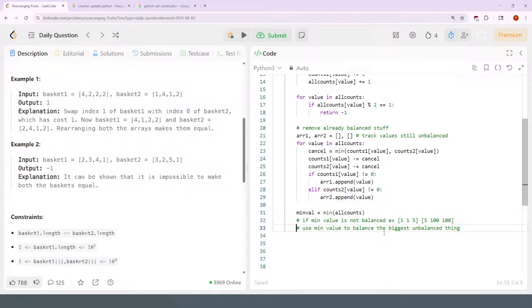Min value. Can I just do this in one go then? I still feel like I want to do this separately. Okay, so if min value is not balanced, min value is used to balance the biggest unbalanced thing. So what can I do here?